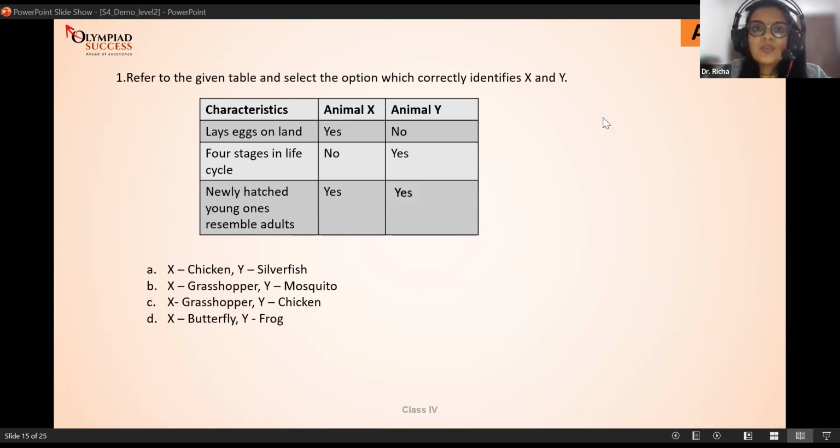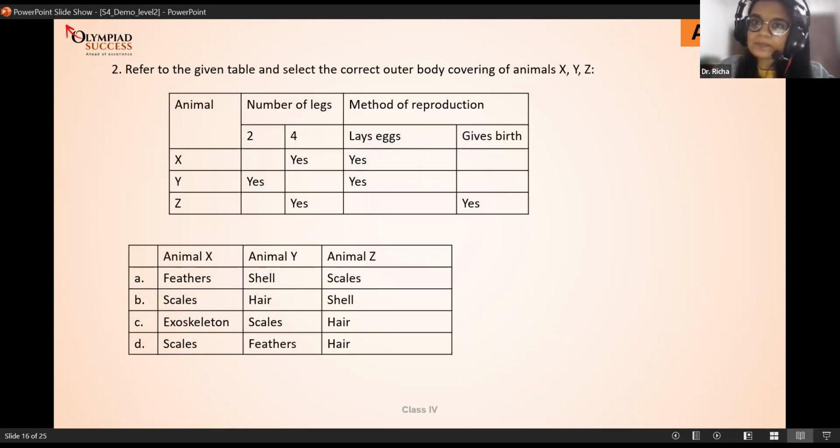Because chickens are the ones which lay eggs on the land. They don't have 4 stages. They have 3. And the newly hatched one does resemble an adult version. Whereas silverfish, they lay eggs in the water. They have 4 stages: egg, larva, pupa, and adult version. And then their newly hatched one does look like an adult version.